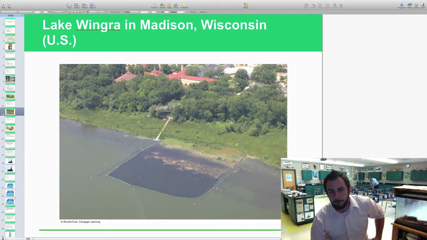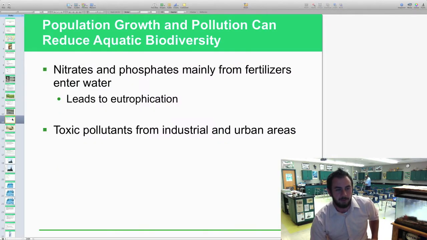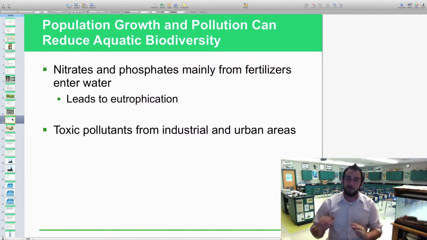removed all the purple loosestrife from the coastline, and literally this ecosystem has rebounded itself to become more oligotrophic. You see the water clarity is totally different. So very interesting that ecosystems can rebound if we can get rid of those invasive species. But the problem is it's very hard to get rid of invasive species overall. That's the name, invasive. Population growth and pollution can reduce aquatic biodiversity as well.